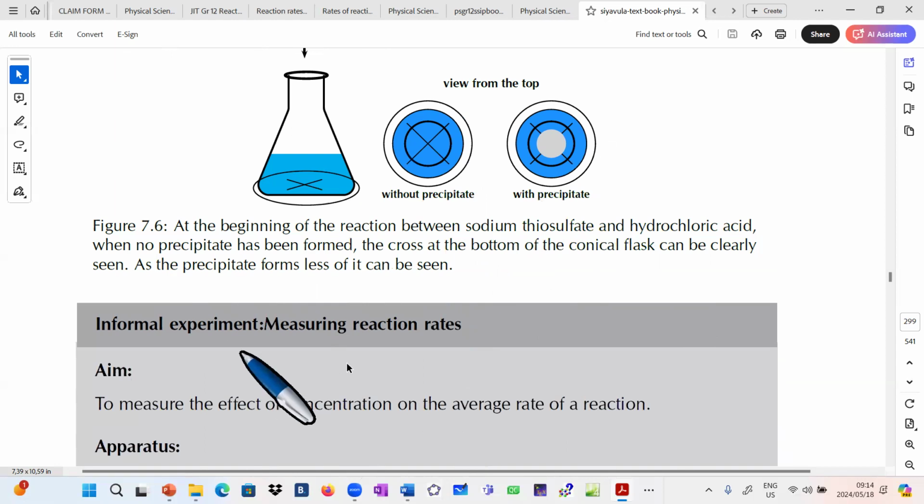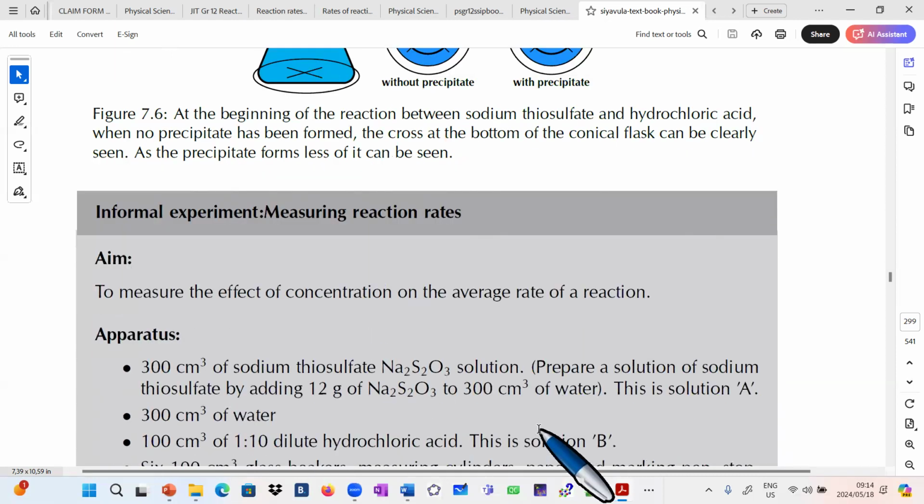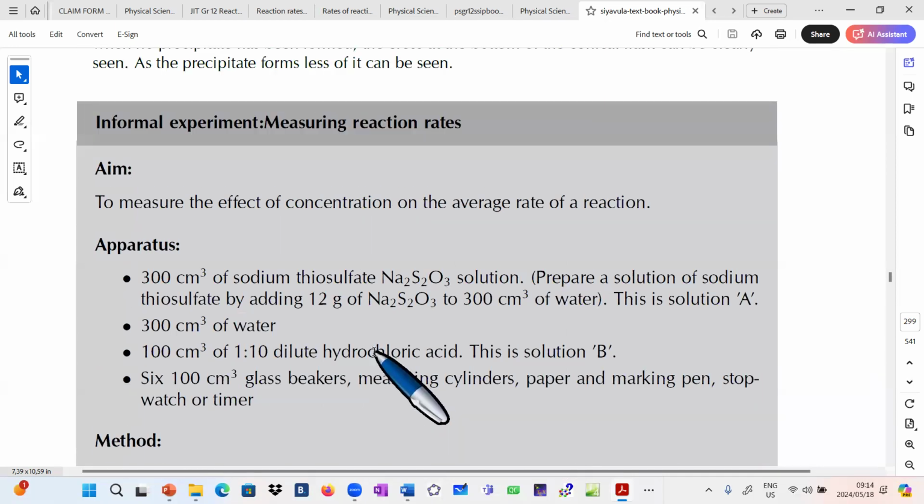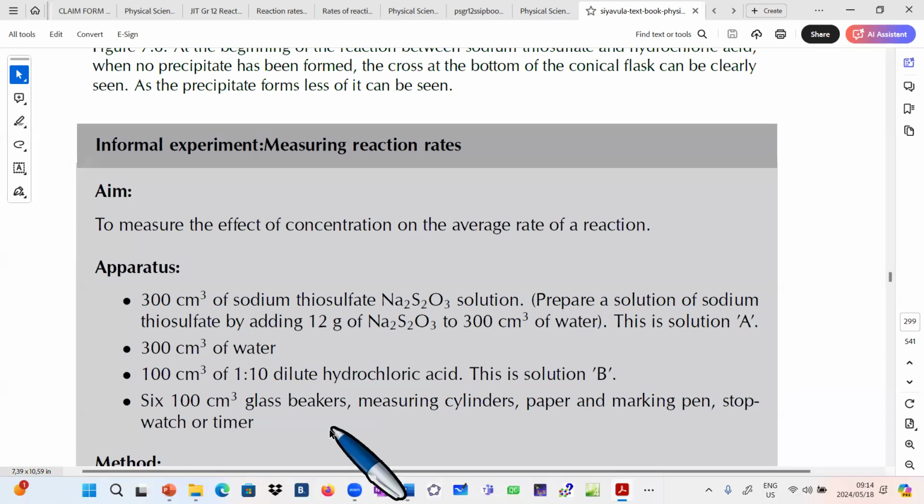Okay, let's look at the informal experiment measuring reaction rates. Let's just discuss this briefly. I mostly want to discuss the concepts here. The aim is to measure the effect of concentration on the average rate of a reaction.